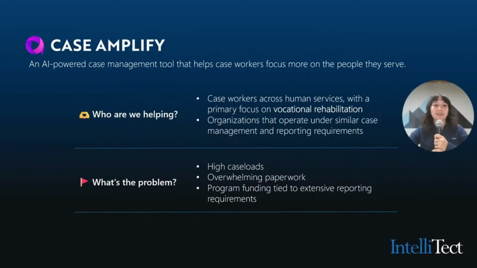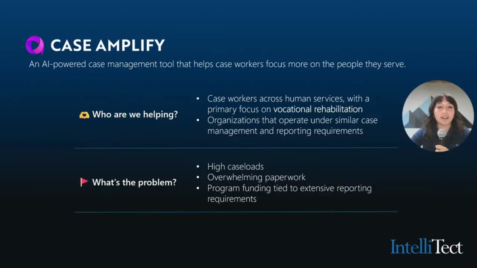So Case Amplify is an AI-powered case management tool that we are designing to allow caseworkers in a variety of human services to focus less on the administrative work that's a part of their job and focus more on the people that they're trying to serve. So casework is a pretty broad term, but I'm mostly speaking to casework within human services, and one of our primary focuses is vocational rehabilitation. So this is caseworkers who are helping people with disabilities to find, prepare for, and maintain employment.